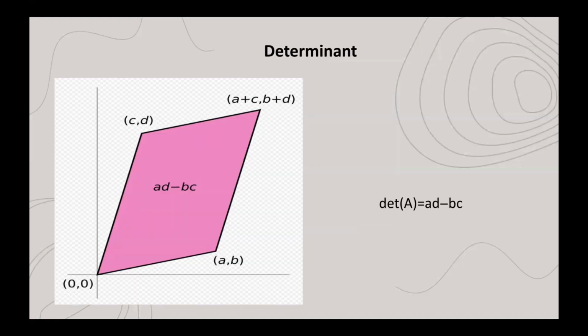And now we come to the determinant of the matrix. As you can see from this equation here, it is a scalar value that can be computed from the elements of a square matrix. It provides important information about the matrix, such as whether it is invertible and how it scales volume in transformations. The determinant has several key properties.